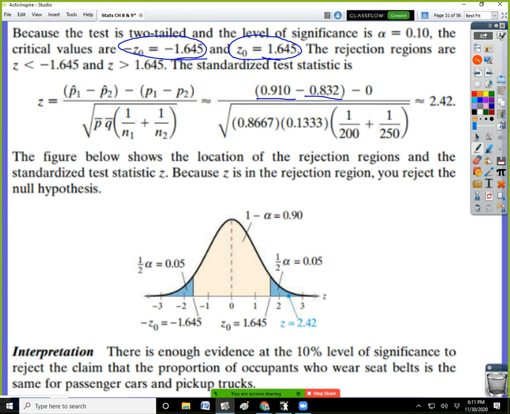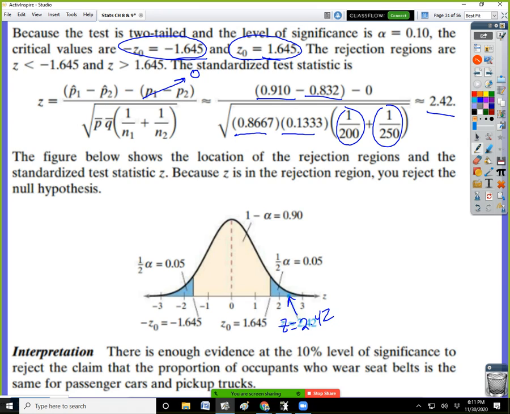So, 91%, 83.2. Obviously, P1 minus P2 is 0. Then I use my P and my Q bar, and then 1 over 200, 1 over 250, I get 2.42, right? So think about where 2.42 is. You can't read it here because it's too small, but it says z equals 2.42. It is in the reject region. So you can reject the claim that the same number of people wear a seatbelt in pickups versus cars.